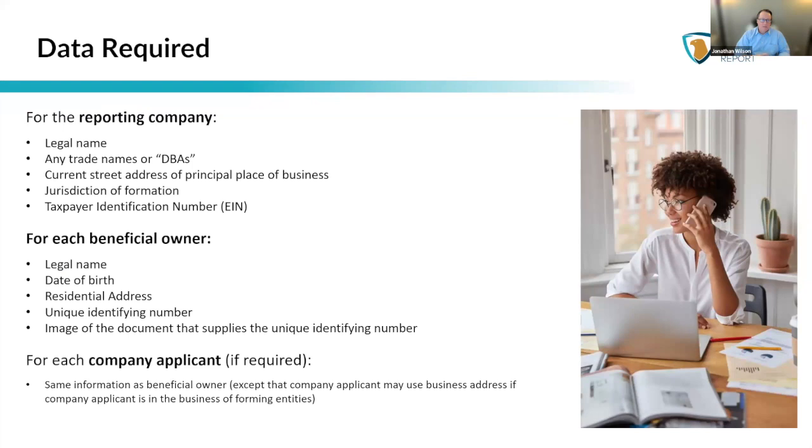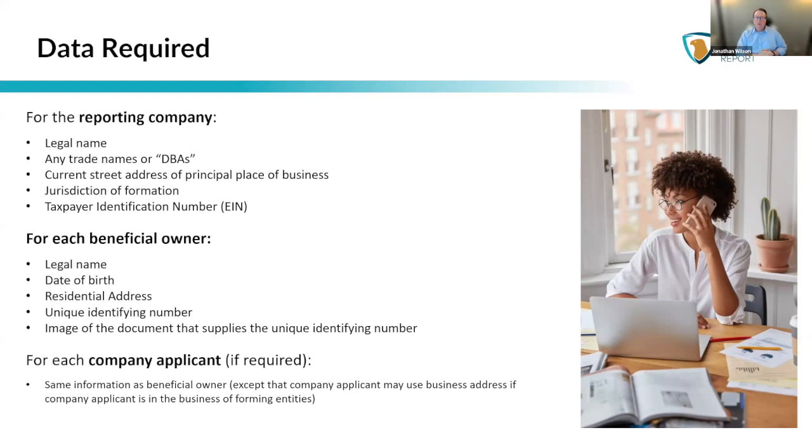Now let's talk about the data that is required to go into the BOI report. You can take all the data and basically divide it into two different piles. There is company data, and then there's the PII for the beneficial owners. For the company data, we need the company's full legal name, state of organization, any trade names or DBAs, a current street address for its principal place of business. This must be its business address in the United States. It cannot use an address from outside the US.